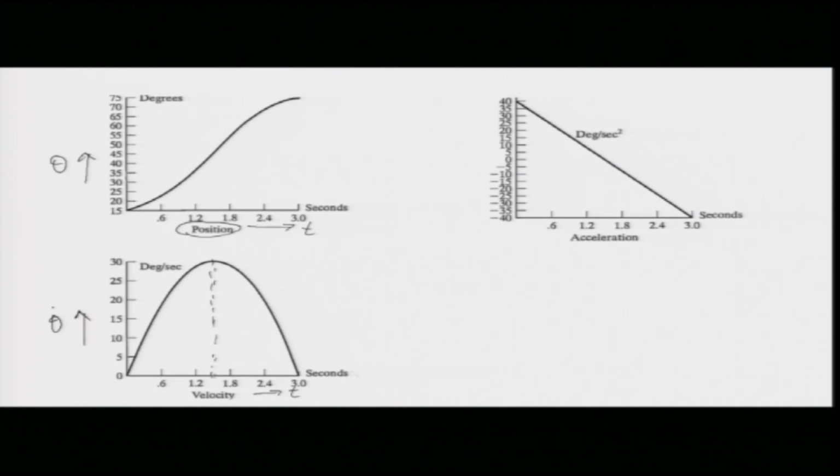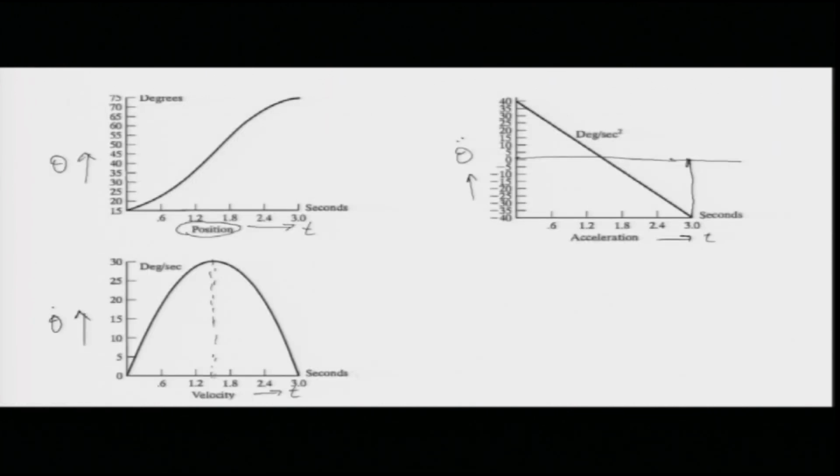Now, let us look at accelerations. This is my theta double dot and this is my 0 axis. The acceleration graph looks something like this. The x axis is the time axis, and the acceleration axis is theta double dot. When time is equal to 0, we see that the acceleration is equal to 40. How did I get that?